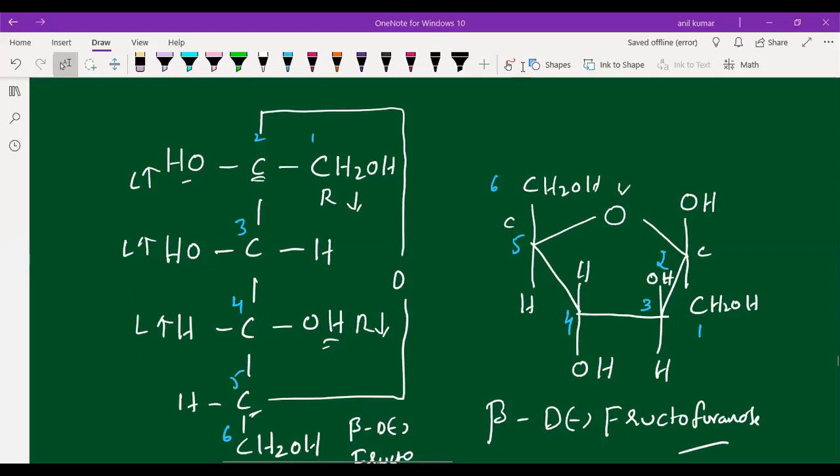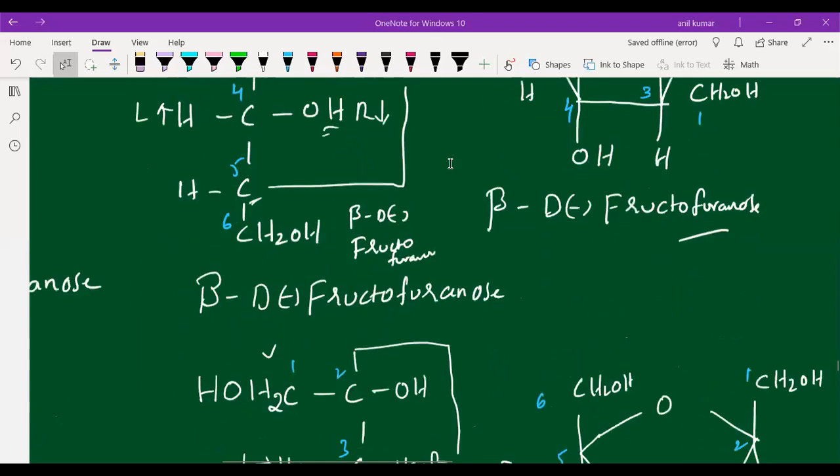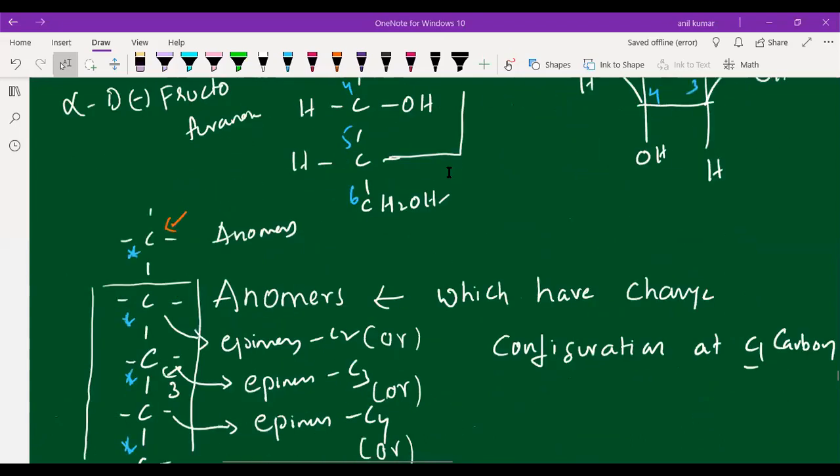Okay, fine, students. Once again, I will draw the structure. No problem. Why am I drawing the beta D fructopyranose? Because sucrose is formed by alpha D glucose and beta D fructose. So let us draw the beta D fructose so that you will know. Yes, here I will draw the beta D fructose.